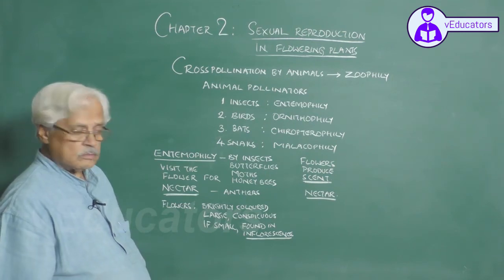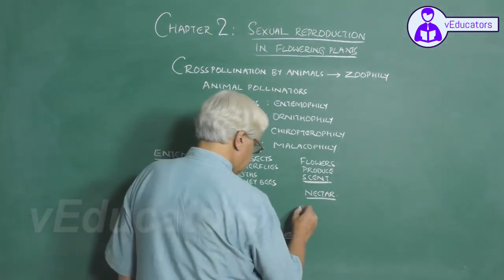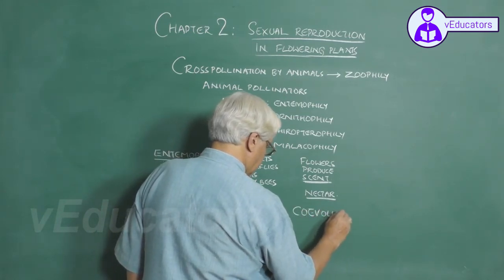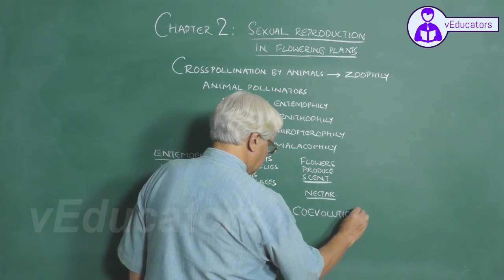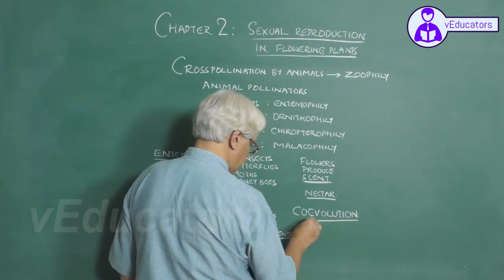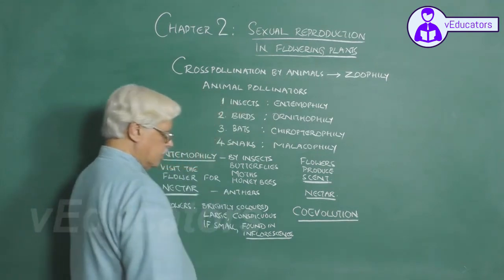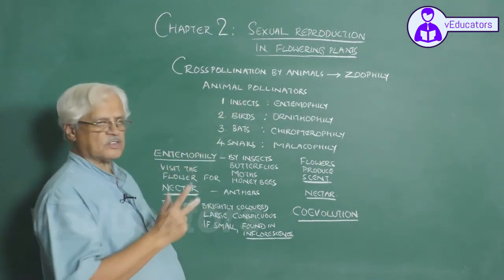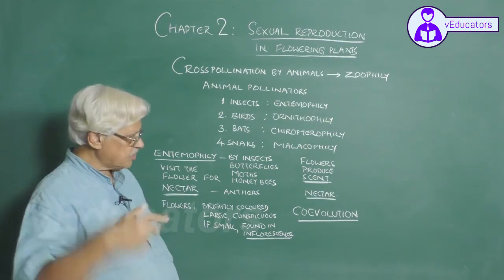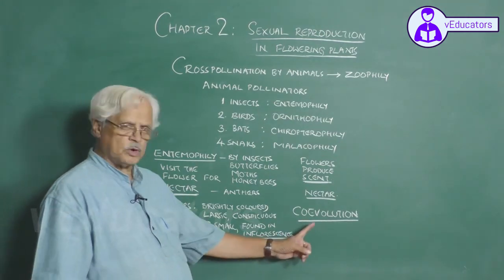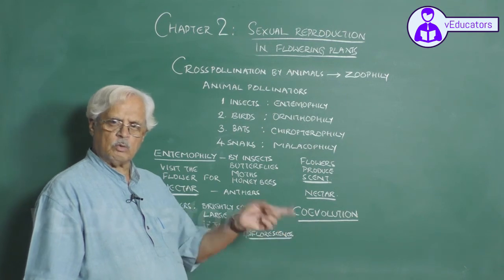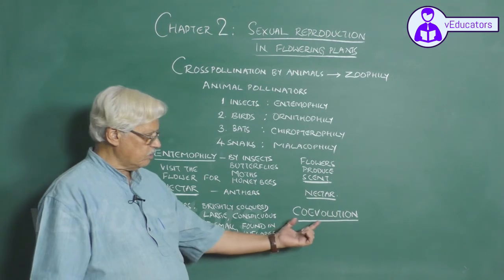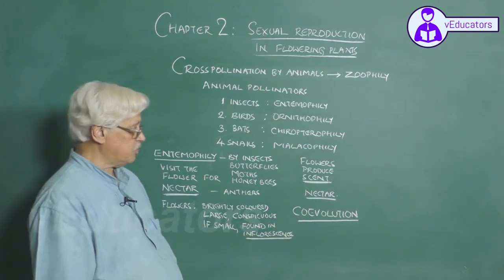In fact, between insects and flowers there is what is called co-evolution. The structure of some of the flowers pollinated by insects has evolved in such a way that it is suitable for pollination only by insects. This phenomenon is called co-evolution.